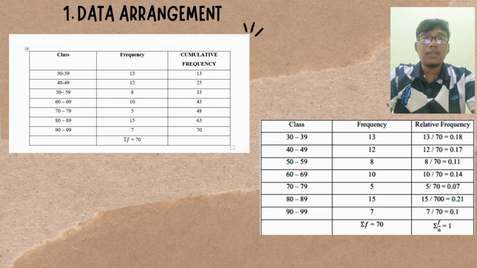And for the fifth cumulative frequency, we add 5 to get 48. For the sixth cumulative frequency, we add 15 to get 63. For the last cumulative frequency, we add 7 to get 70.